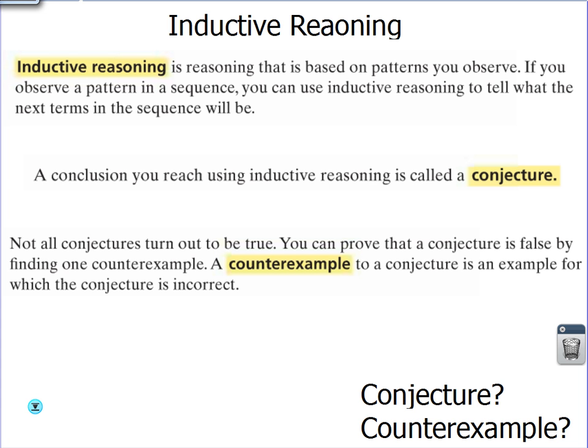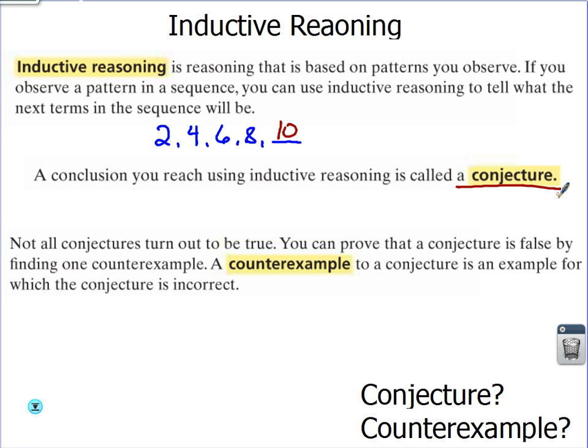Here's an example of inductive reasoning. 2, 4, 6, 8, blank. Each and every one of you in here is going to tell me that the next number in the sequence is 10, right? A conclusion you reach using inductive reasoning is called a conjecture. 10 is my conjecture. 10 is my guess as to what comes next.